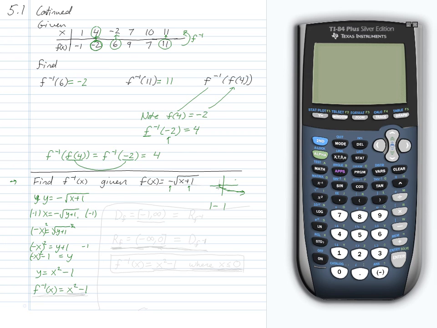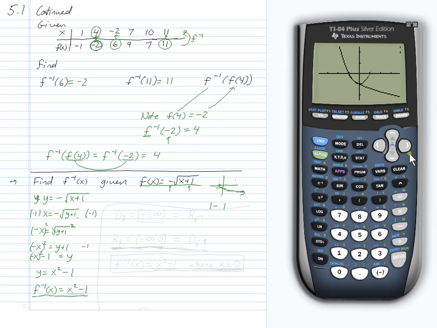Alright, so let's graph both of those. If we plug our original function and our supposed inverse into the grapher, negative square root of x plus 1, and down below it, x squared minus 1. Let's hit the graph button. Alright. Now these certainly seem similar to each other, but I would argue if you turn your calculator 45 degrees to the left, that the square root function and the square function, the quadratic, the parabola, don't look exactly like mirror images of each other.